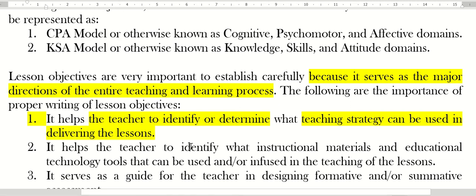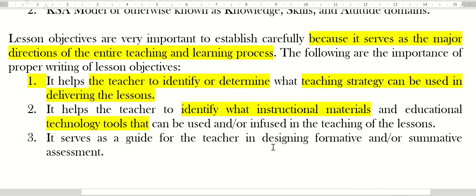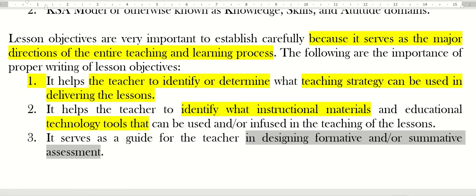Number two, it helps the teacher to identify what instructional materials and educational technology tools can be used or infused in the teaching and learning of the lessons. So also you have to align your instructional material to your teaching strategy, and your teaching strategy is aligned to your objective. So now you see the sequence: the objective, teaching strategy, the instructional material. Also, it serves as a guide for the teacher in designing formative and or summative assessment. So the teacher needs to align their assessment to the objectives to check if the objective has been met after the instruction.